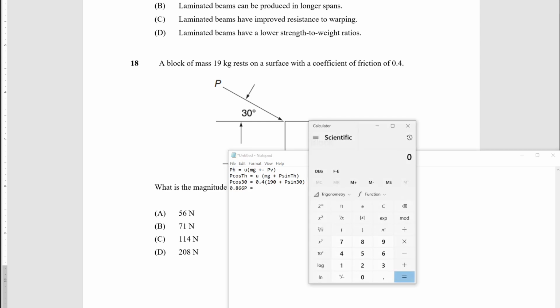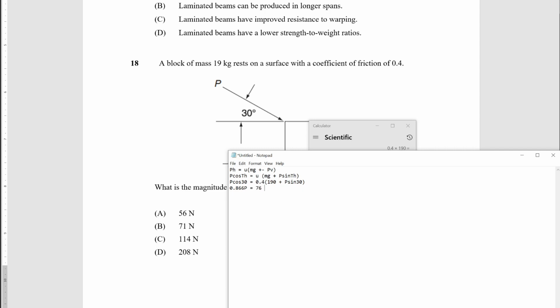Do you have answers? 0.4 times, no? You didn't do this one? I did do it. So what are the answers? 0.5P.